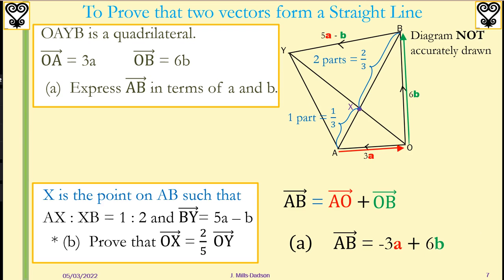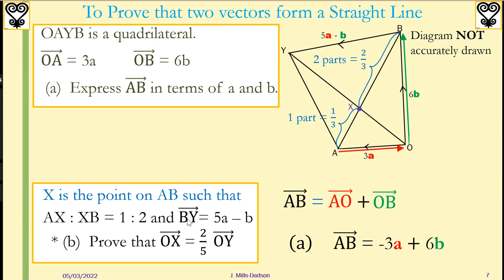Now, what is important is this. We are going to involve ratio into this now. X is a point on AB. So this is the X such that AX is 1 and XB is 2. So that means that AB is divided into 3 parts, and this is 1/3 and this 2/3. That's the first thing we need to know.